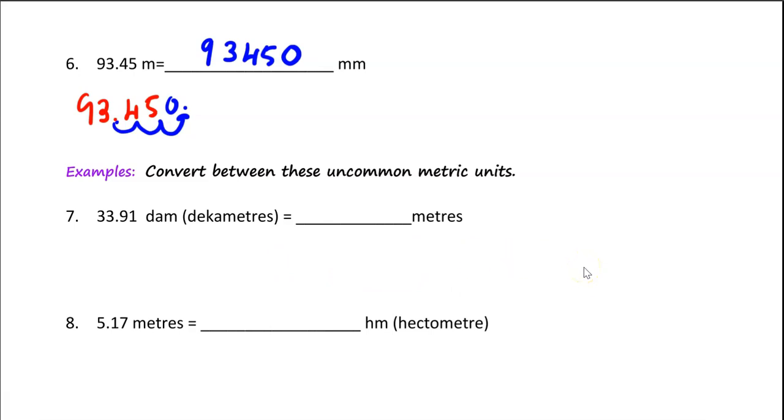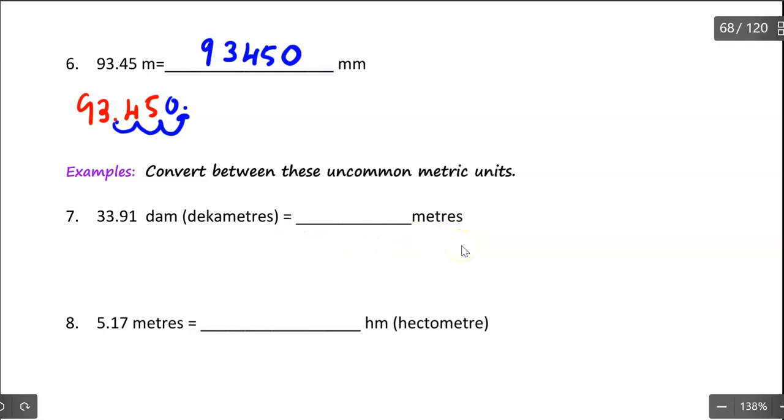So for 33.91 decameter, I want to recognize the unit here, right? The unit that you have and the prefix that you have, and knowing how to read it as well. So from decameters, I'm moving to meter.